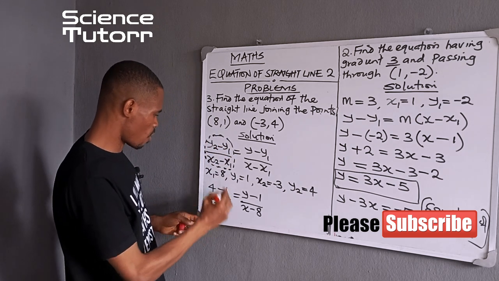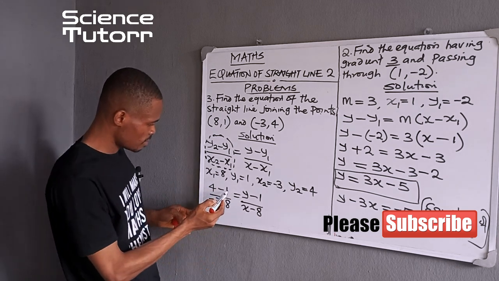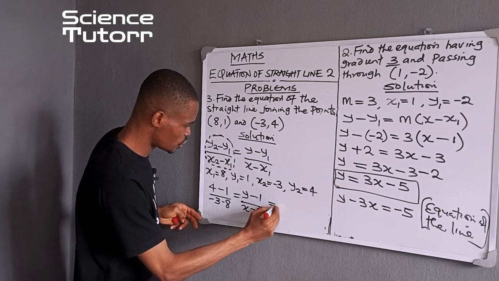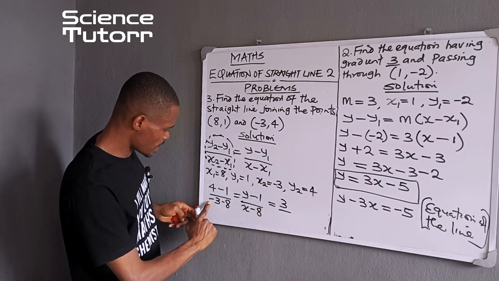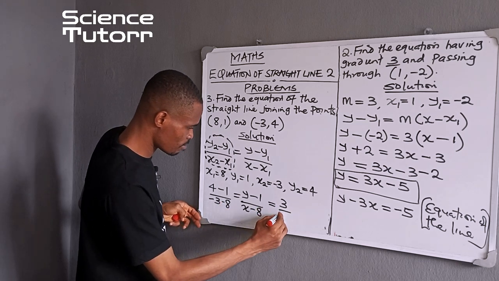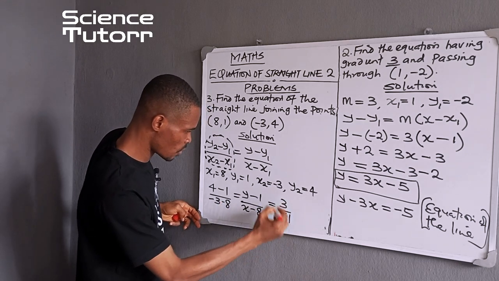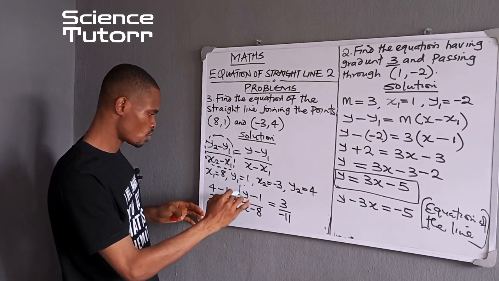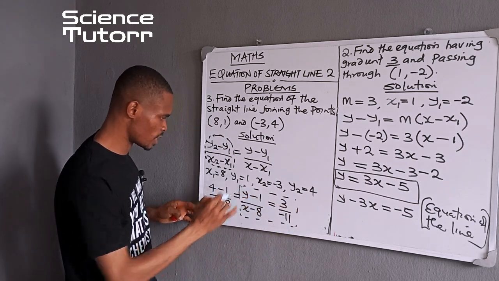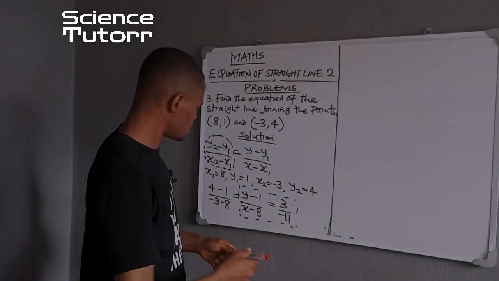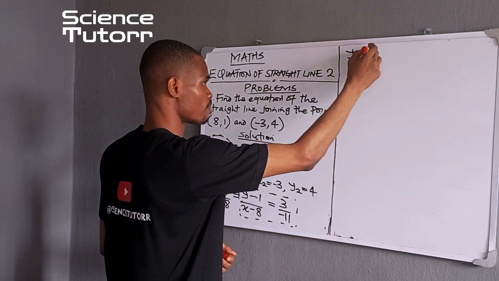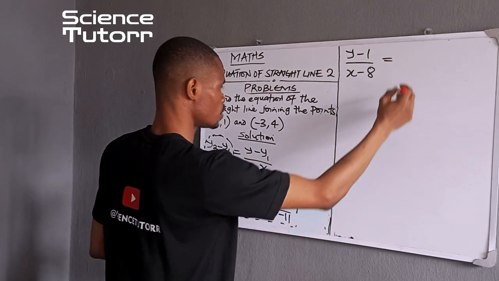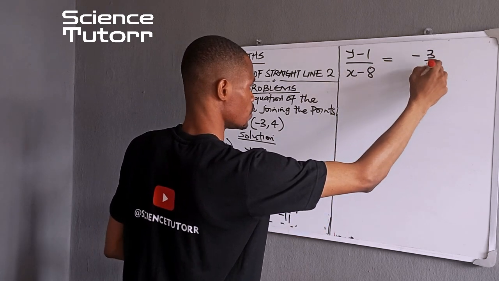So this part of the equation, the left-hand side, will simply give us the gradient. So that means 4 minus 1, which is 3, divided by minus 3 minus 8, that makes minus 11. So this gives us the gradient, the left-hand side of the equation. So we simply solve to get our equation. So let's bring our equation out. We have y minus 1 all over x minus 8 is equal to minus 3 over 11.